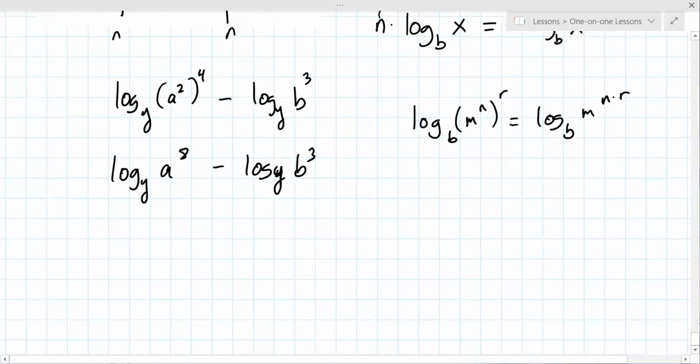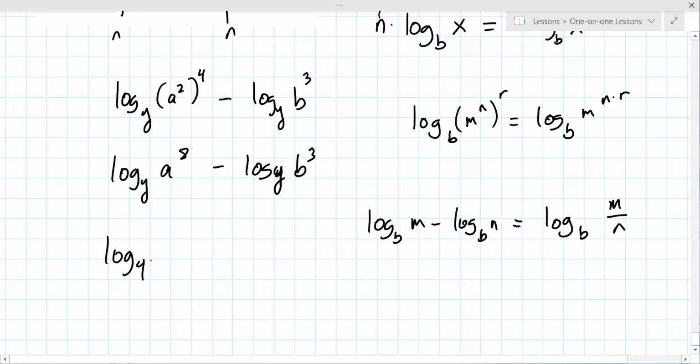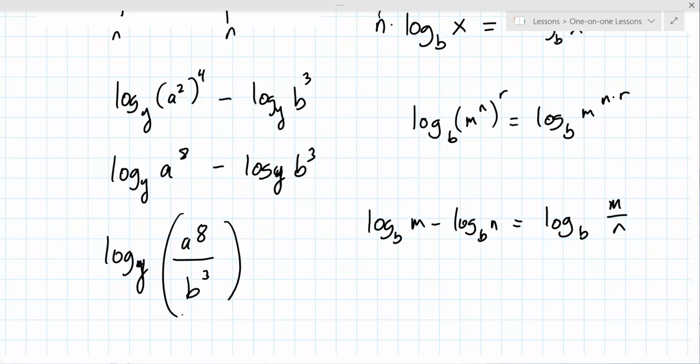If that's clear, we'll move on to the next property, which is log base b of m minus log base b of n equals log base b of m over n. Okay, I think that makes sense to me. So this ends up turning into log base y. What would it be? A square. No. There's only one log when you're done condensing it.